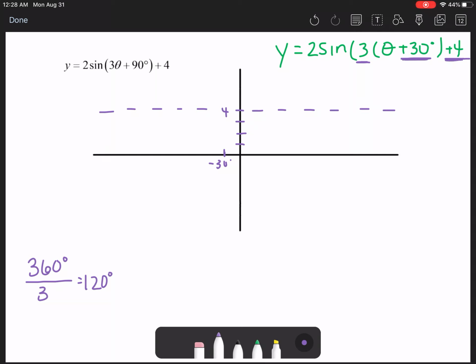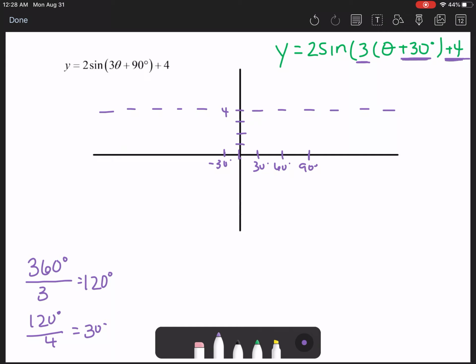So that tells me if I start at negative 30, my full interval needs to be 120, which would put me at 90 degrees, right? Negative 30 to 90 is 120. Then we want to divide this into fourths. So I'm going to take that 120 degrees and divide by 4, which gives me 30 degrees. So something's going to be happening every 30 degrees. So I'm going to have negative 30, 0, 30, 60, and then that would bring me back to 90.